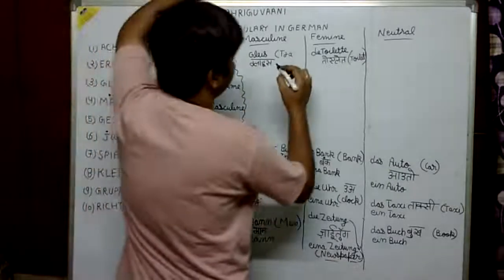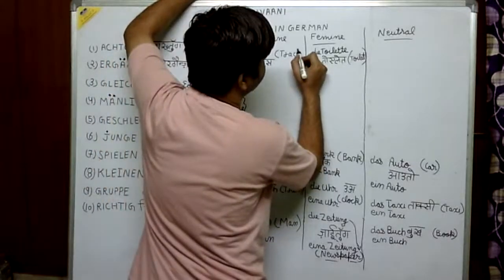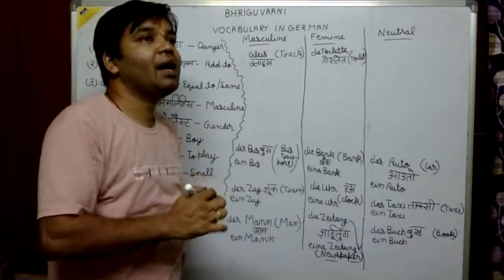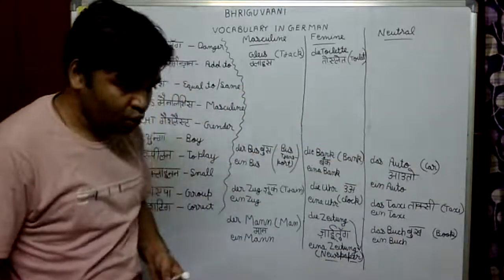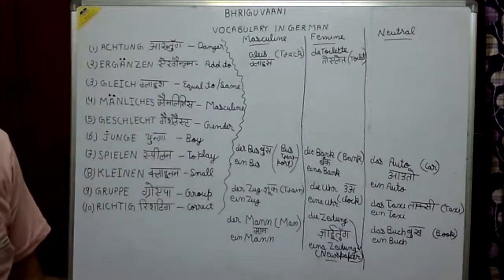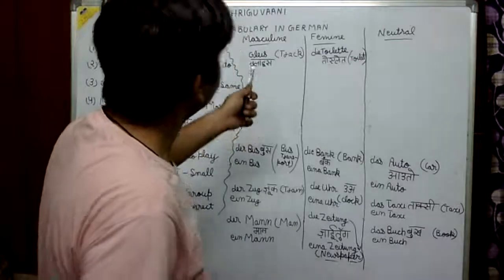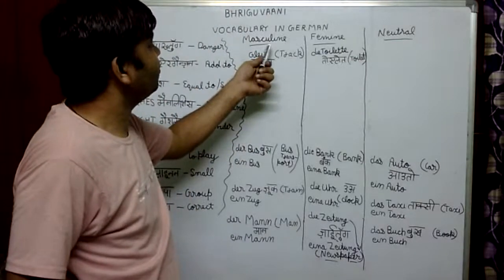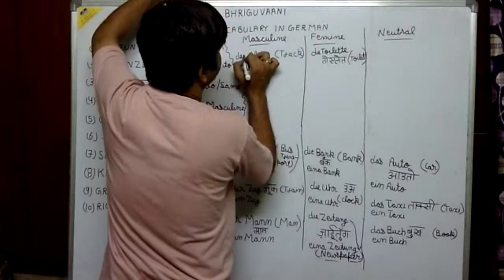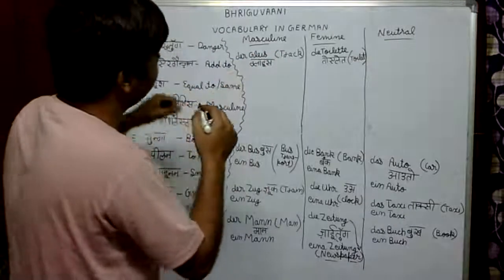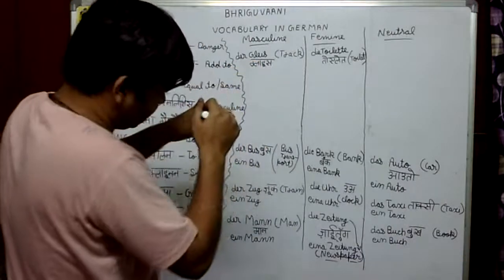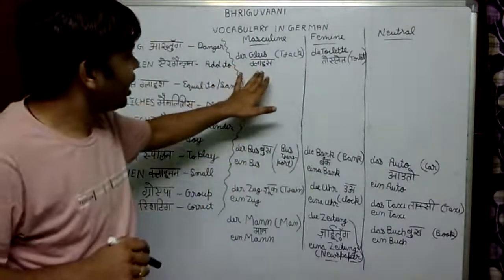The meaning of this Gleis is track, the track over which a train runs. So what's the gender of this Gleis? It's of masculine gender, and for masculine gender we say der Gleis. We call this masculine gender as der Gleis. Okay?